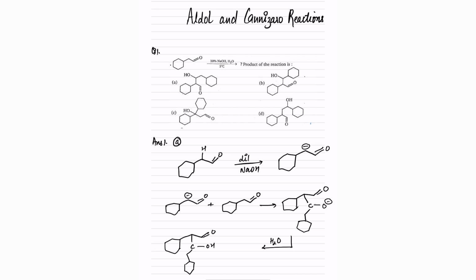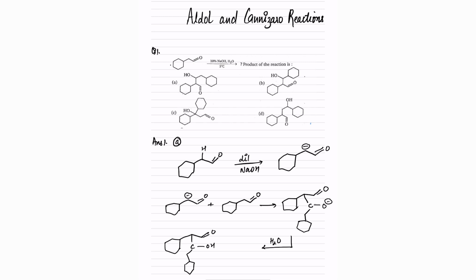Now starting from question number 1, we have been given a compound which is an aldehyde and we are expected to do the aldol, and here the heat given is 5 degrees Celsius. Basically no heat is given, hence the product will not be an alpha beta unsaturated carbonyl compound. This is the first thing you should understand when you look at the question. Okay, so they have asked what is the product formed.